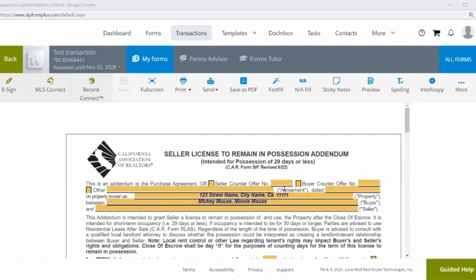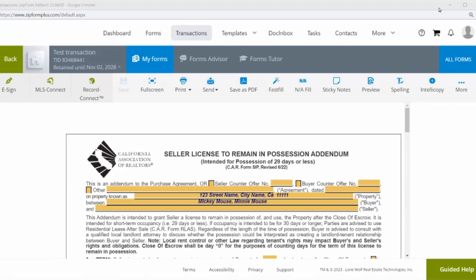Now, one thing that we see sometimes is that in the counteroffer stage, they might just put the terms in the counteroffer and not actually use this form. So the counteroffer might say something like seller to stay in possession for 10 days after close of escrow at no cost to seller. And while that's essentially the gist of this form, we want to actually use this form because it specifies some additional details that could be pain points between buyer and seller if certain things arise. And we'll talk about some of those as we go.